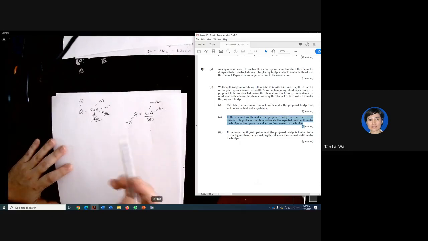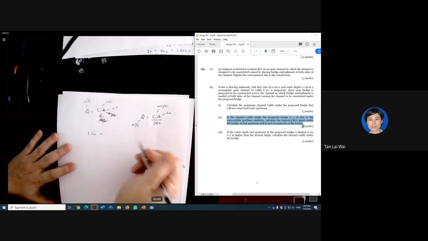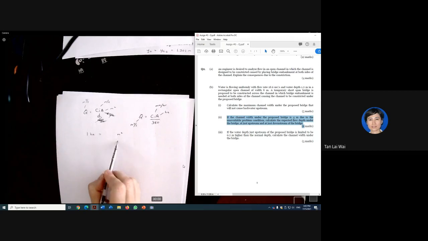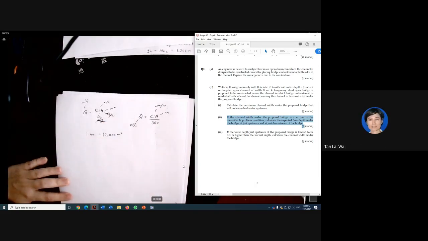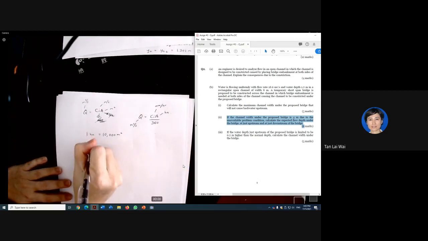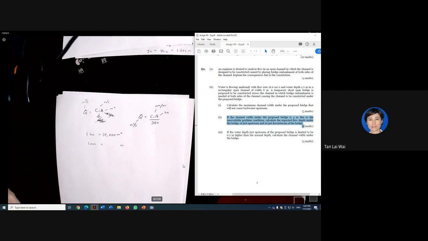Let me ask you, Indrajit, what is 1 hectare equivalent to in meter squared? How many meter squared is 1 hectare? Anyone can help me? 10,000. Okay, great. How about 1 millimeter, it is equal to how many meter? Tell me, 1,000. Anyone, please?